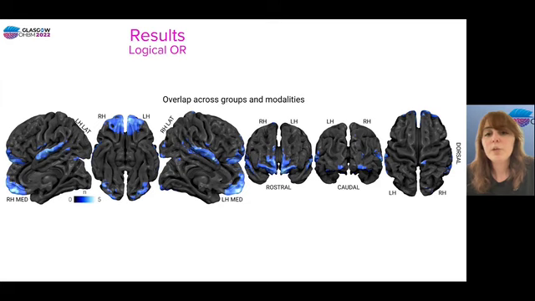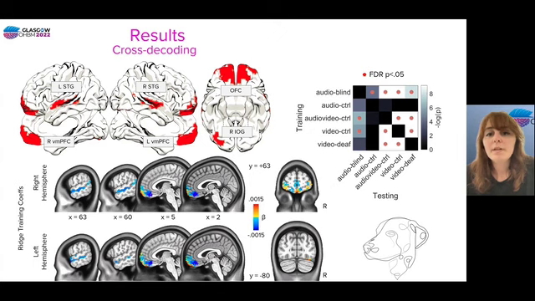And here are the results for the cross-decoding procedure. From the obtained matrix, we can observe how we are able to successfully train using blind participants and decode all other groups and modalities. While for non-deprived individuals, we can train using the audio-video modality and the video-only modality, and by using them, we are able to decode significantly all other conditions and groups except the audio modality in the control group.